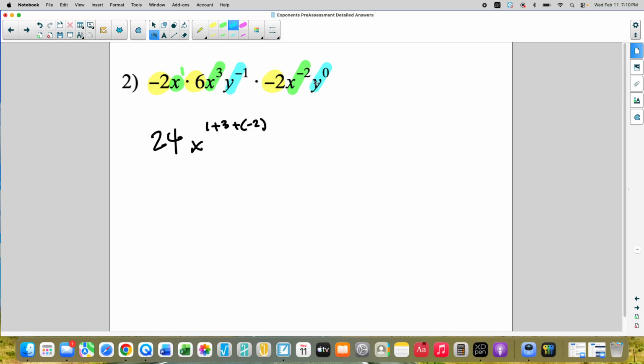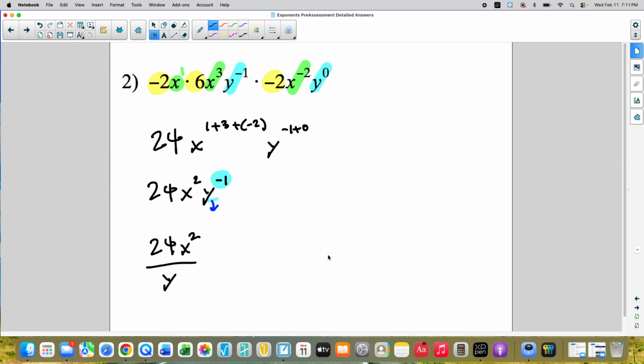And then we have our y values again. We got y to the negative 1, y to the 0. So that's going to equal y to the negative 1 plus 0. That gives us 24x. That's 4 plus negative 2 is 2. Negative 1 plus 0 is negative 1. Now I can't have a negative exponent, so I have to take care of this. I need to move it. And I'm going to move its base. If I change the sign and move the base, all of this is in the numerator at the moment. I'm going to move this value down because I'm going to change that exponent. So it's 24x squared over y.